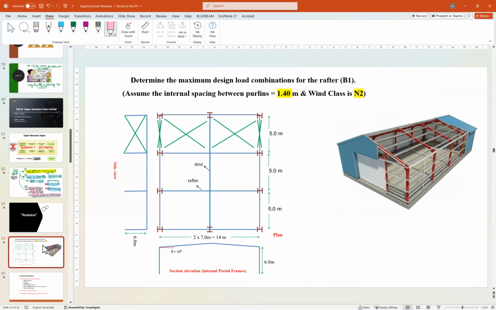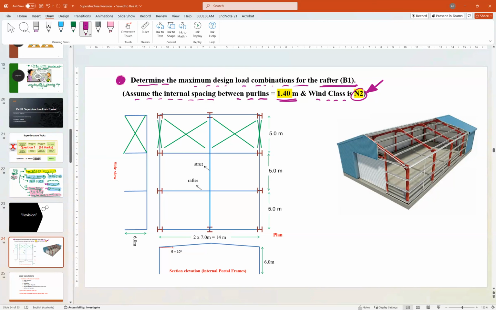So now let's start doing some explanation for this example here. Determine the maximum design load combinations for the rafter B1. Assume the internal spacing between the purlins is 1.4 and the wind class is N2. Here in this example, the wind calculation is shortened, so you don't need to go through all the calculation because the exam time is limited, so we can't ask for everything.